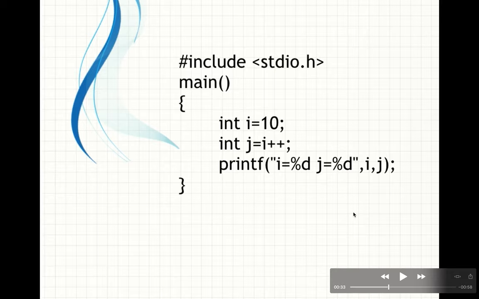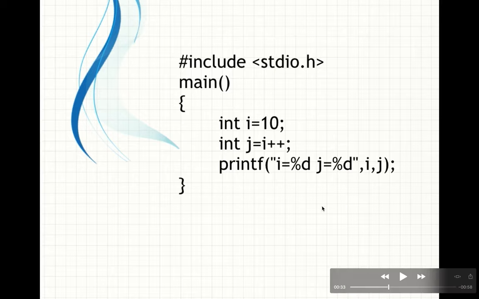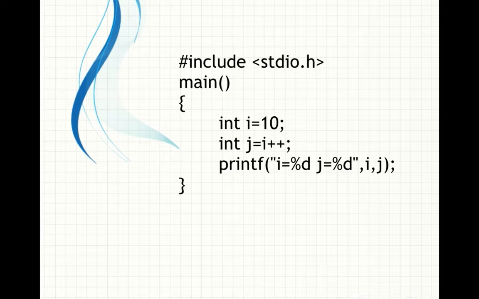When you see this example now, there's a small difference between the previous one and this one. So what is it doing here? In the first case, i is initialized to the value 10. Now, j equal to i++. We have a post-increment. So how does this statement get executed?